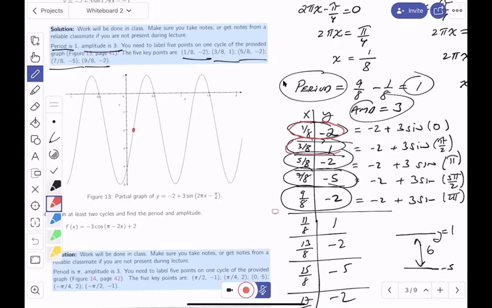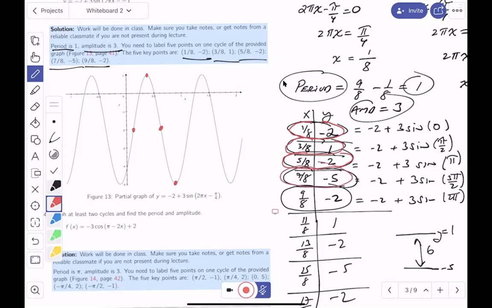Of these two numbers, which one do I find easier? I find 1 to be easier. And I see 1 on the y-axis, right? And where would that be? Right up here. All right, we got that one covered. Let's do the next one. What's the next one going to be? Well, it goes back down to minus 2 again, and that would be 5/8. It's right over here. What's the next one going to be? 7/8, minus 5. It's right over here.